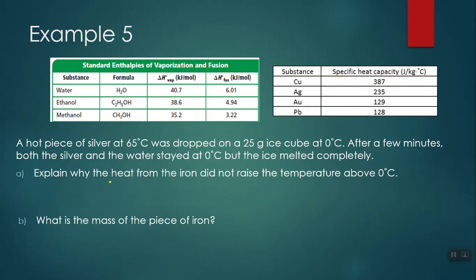All right, example 5. A hot piece of silver at 65 degrees Celsius was dropped on a 25-gram ice cube at 0 degrees. After a few minutes, both the silver and the water stayed at 0 degrees, but the ice melted completely. Explain why the heat from the iron did not raise the temperature above 0 degrees. So I want you to think about what is going on. Why did the temperature not go up? If you're thinking about the heating curve, why is it staying at 0 degrees Celsius? What is going on there?